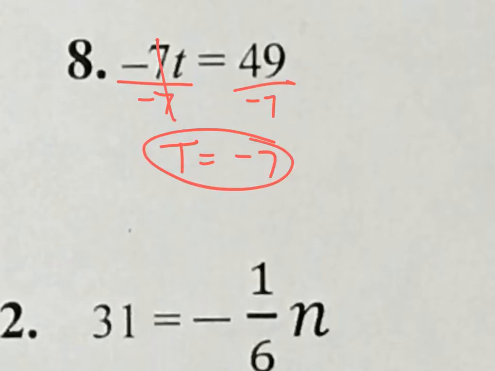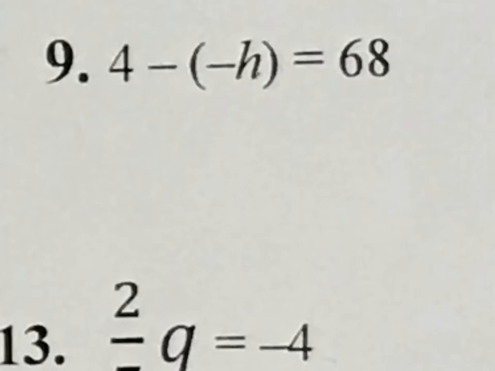Moving on to number 9. On any equation, actually on any math problem, whenever you have a minus, you should change it to plus before doing anything. Okay, so now you want to get h by itself. This is a positive h. If you want, rewrite it. It looks a little better now, no more parentheses, just 4 plus h equals 68.